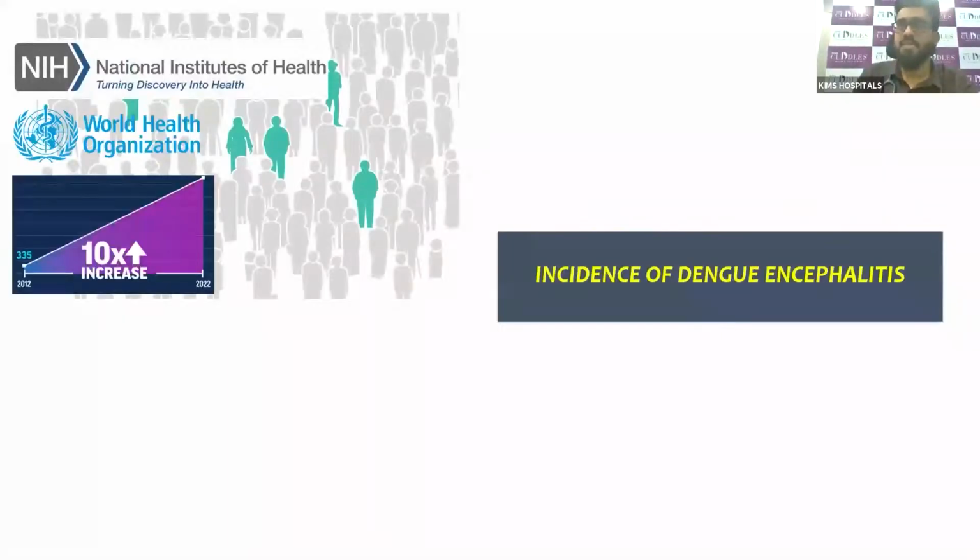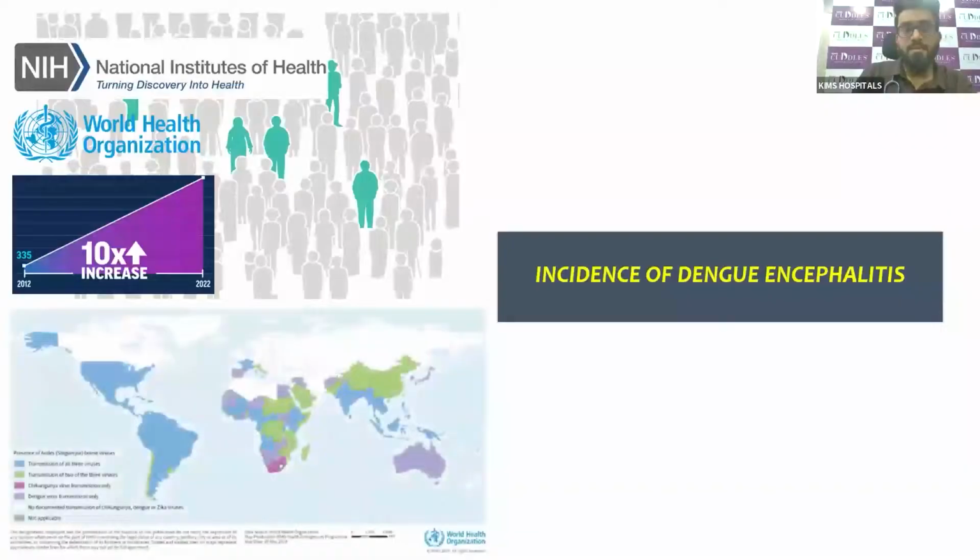Quickly into the incidence of dengue encephalitis, there's data coming from NIH and WHO which clearly says that there's a tenfold rise in the incidence of dengue in the last decade. India is amongst the top in transmission of these viruses, especially Zika, chikungunya, and dengue. So it is very rampant in these Asian countries, including Africa and India. We have high incidence of dengue here when compared to the Western world.